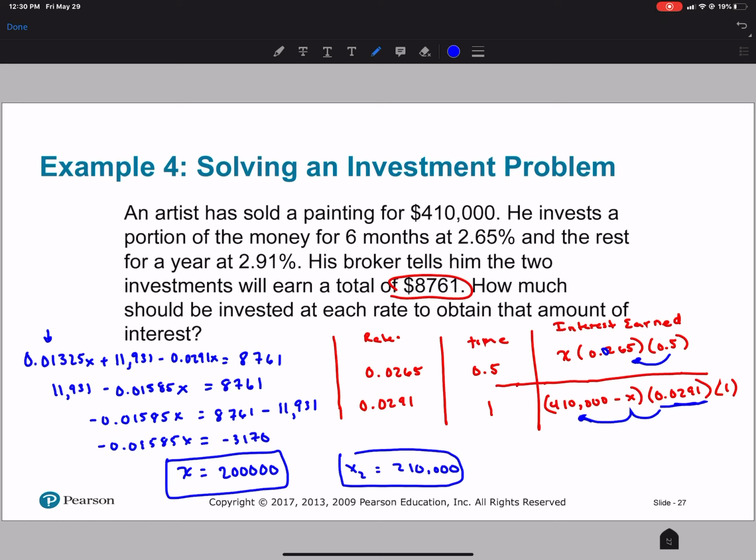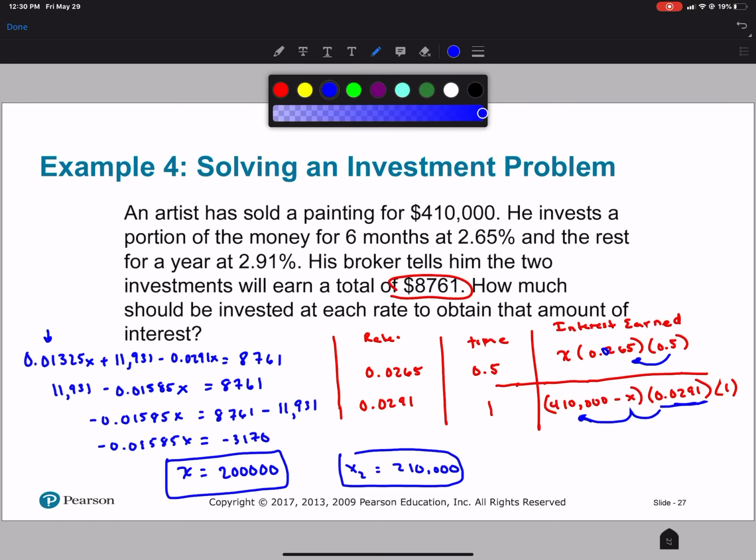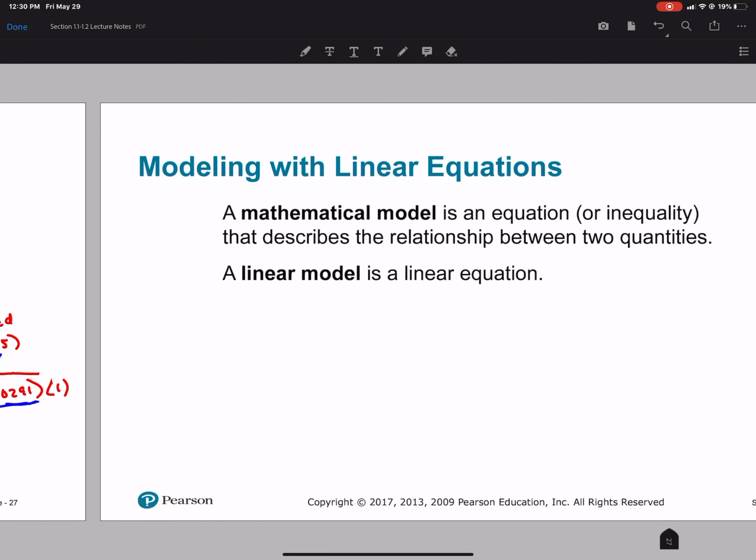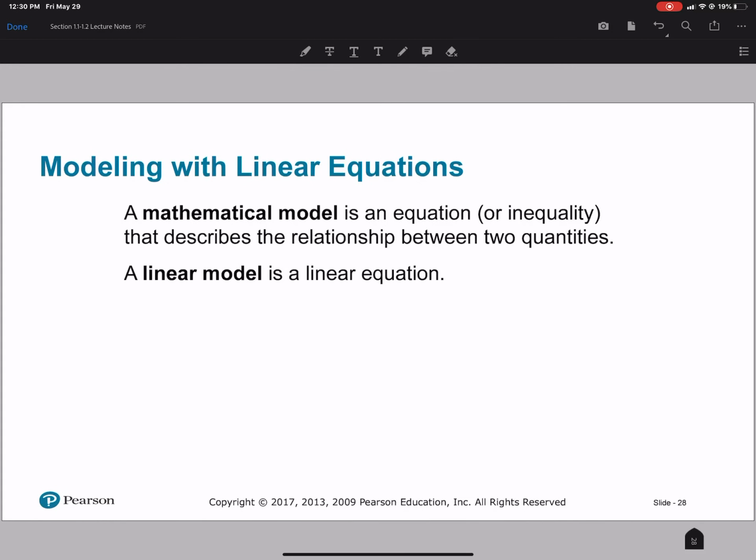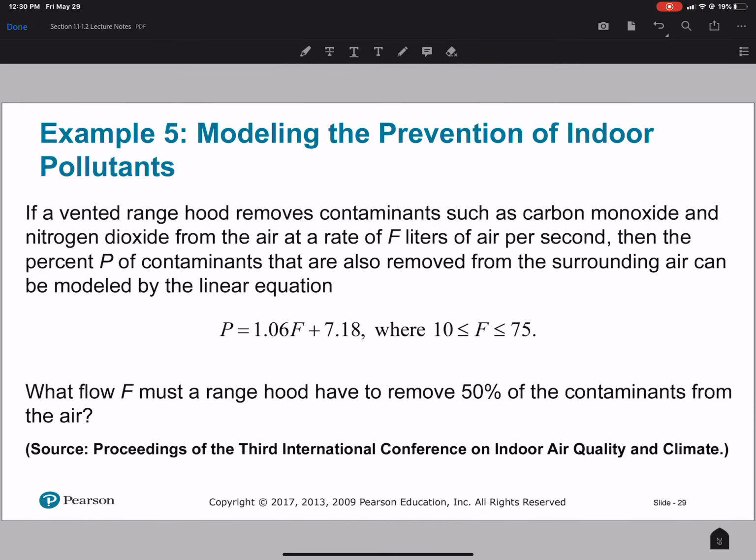So let's look. So modeling with linear equations: a mathematical model is an equation or inequality that describes the relationship between two quantities. A linear model is a linear equation. So let's look at this problem.